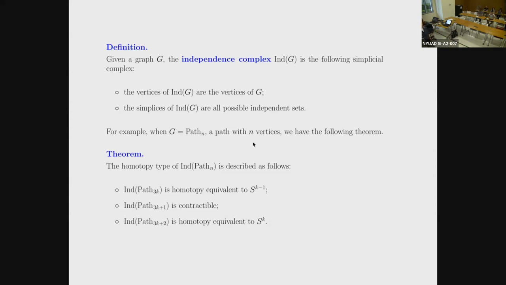For example, in this field, I will not talk about it, but just mention one open problem here. If you continue this, instead of the path you take a grid. So let's take a two-dimensional n by n grid graph. And the question is, what is the topology of this independence complex? There's a conjecture that it's always homotopy equivalent to a wedge of spheres, but it's only been proven for up to n equal to 6, I think. In general, that's an open question: what is the topology of the independence complex of an n by n grid?